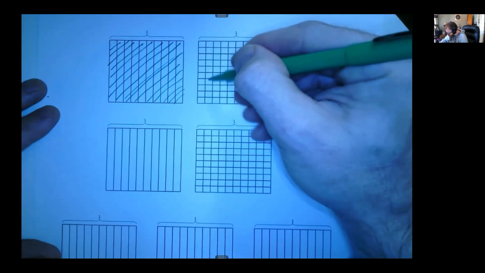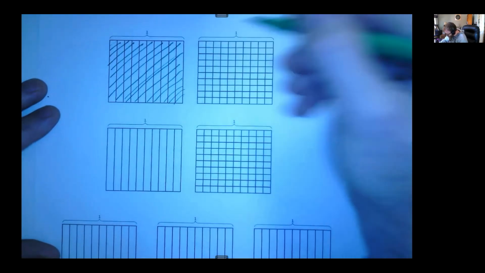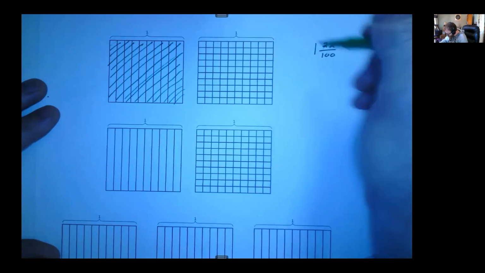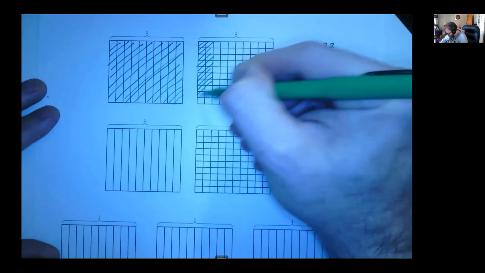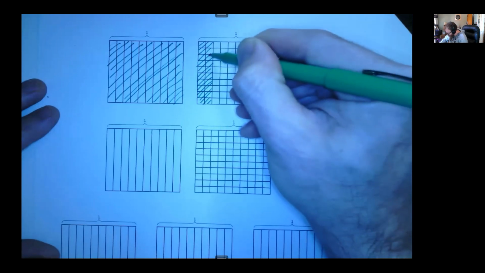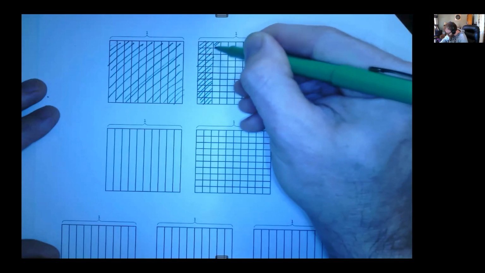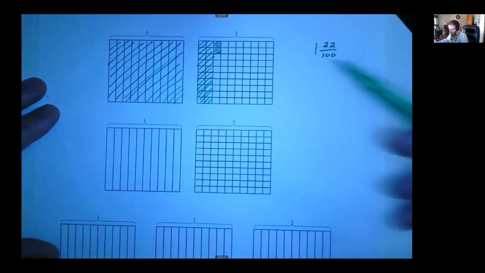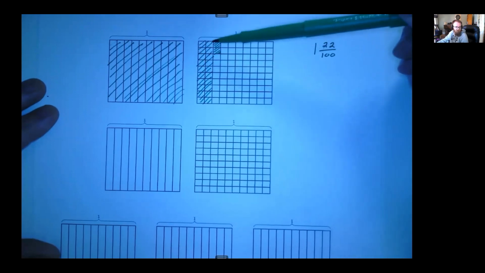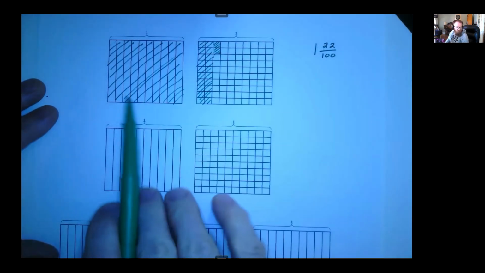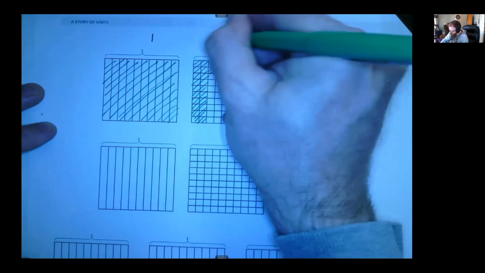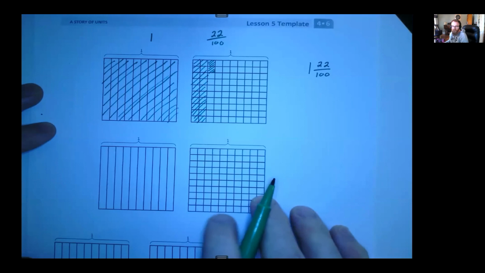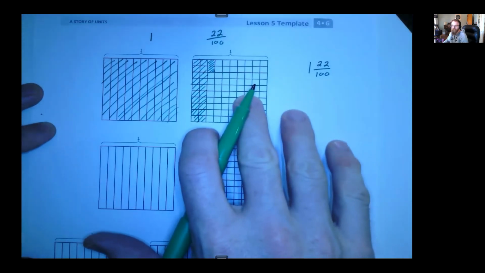Each column is 10. So start by shading 2 columns completely. That will give us 20 100ths. And then after these 2 columns, we need to shade 2 more 100ths, for a total of 22 100ths. So this picture shows us one whole and 22 out of 100 parts of a whole. 1 and 22 100ths.